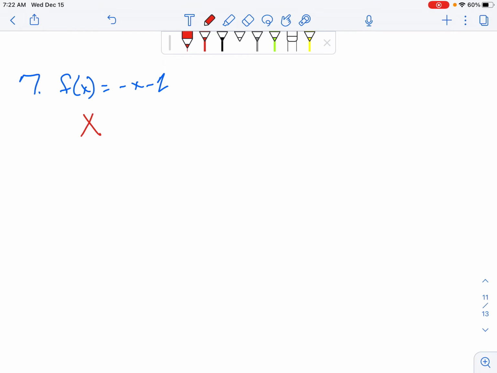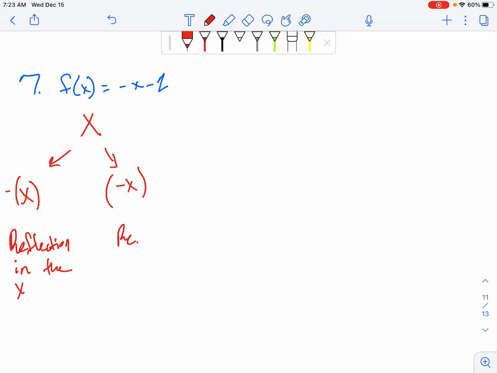We start with x, our parent function. Now, there are two ways you could go. If you want to think about it like you take x and multiply the whole thing by a negative, well, if we multiply our whole function by a negative, that would be a reflection in the x. If we want to think about it like we take our x and we apply that negative directly to it, well, then that would be a reflection in the y. So either one is correct, just depending on how you want to approach that problem.